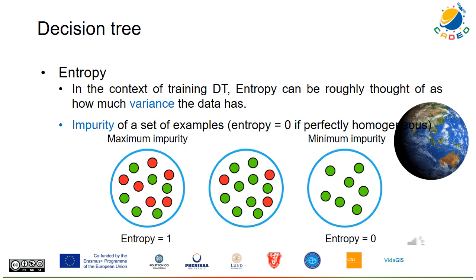In the right figure, we can see all the points belong to the same class. The entropy equals 0, so it has minimum impurity. In the left figure, we can see there are 6 red points and 6 green points. The entropy equals 1, which represents maximum impurity. And we have another example in the middle, so the entropy value is between 0 and 1. So here we can use entropy to describe the impurity of a set of examples.